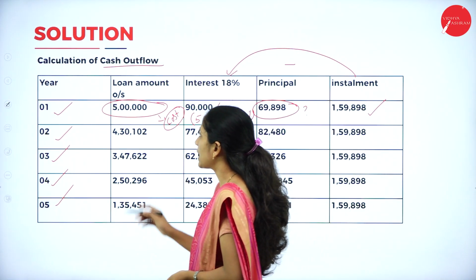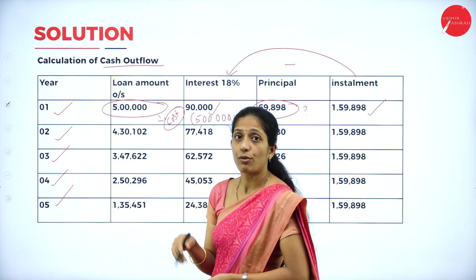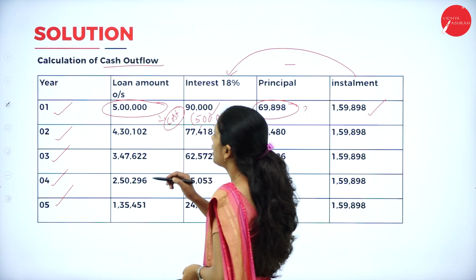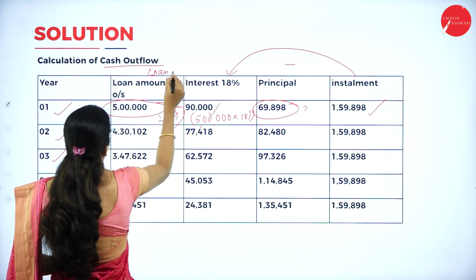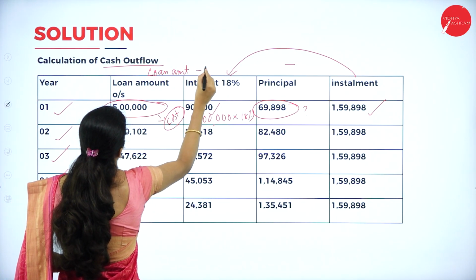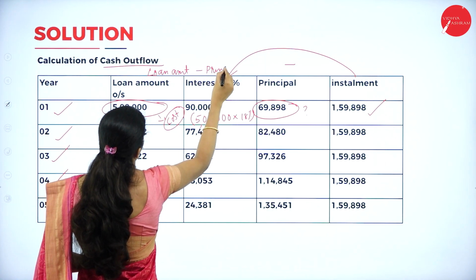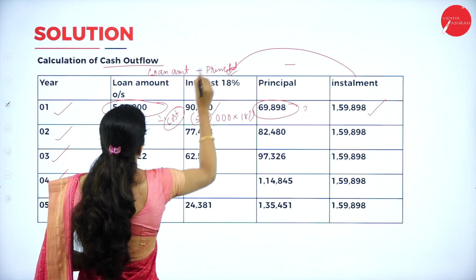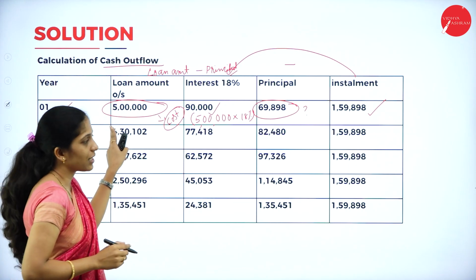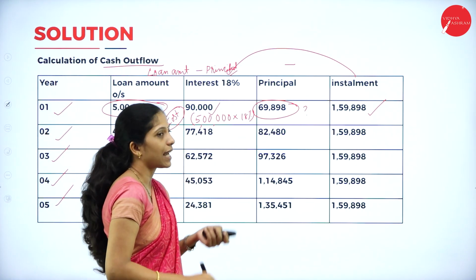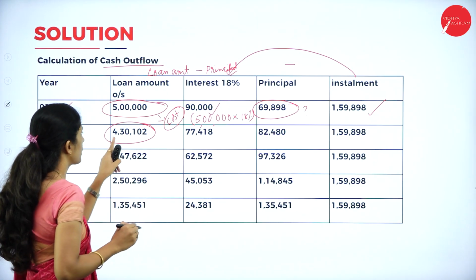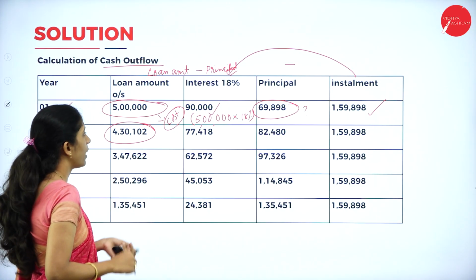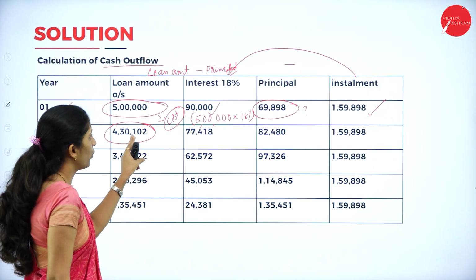Now, come to the second year. What is the loan amount outstanding in the second year? That is loan amount minus principal, so we have to deduct the principal amount. The loan amount in the first year is 5 lakh minus 69,898. So, the outstanding amount in the second year is 4,30,102.